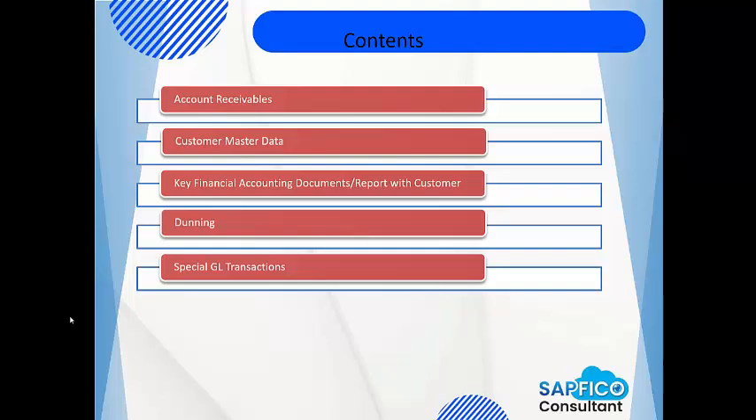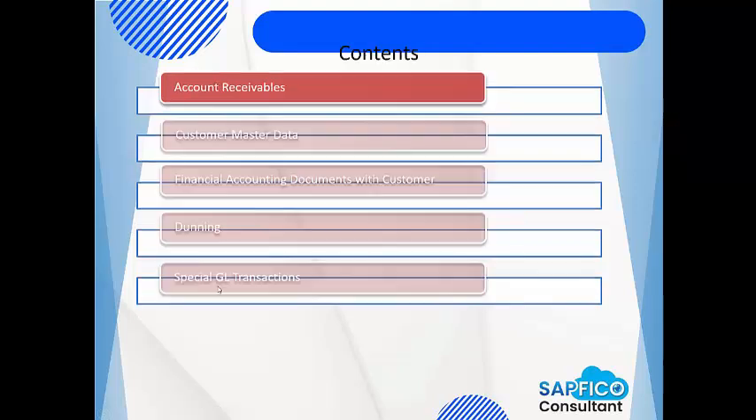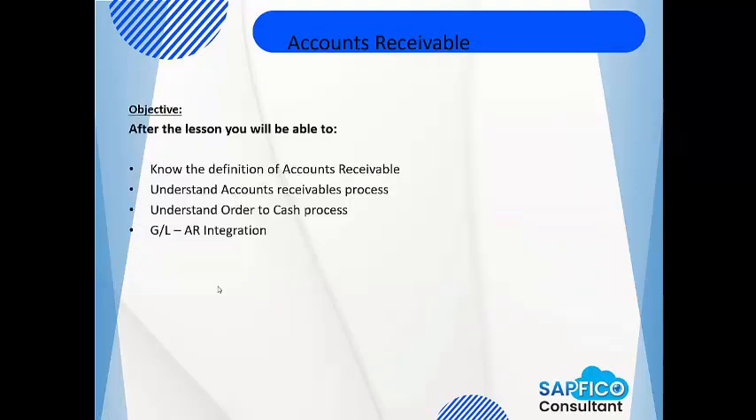So the contents are accounts receivable, understanding what is accounts receivable, understand the customer master data, key financial accounting documents, reports with customers, running and special GL transactions. We go on to understand what is accounts receivable.